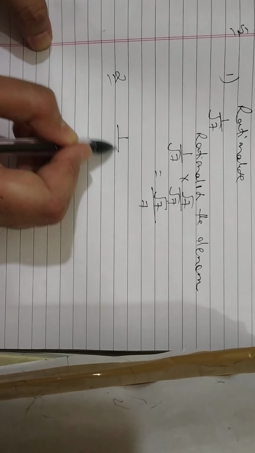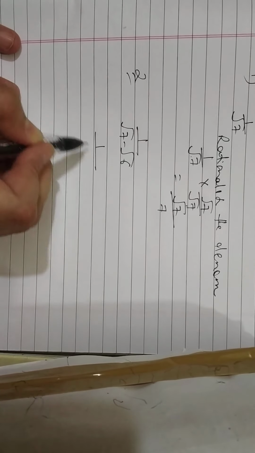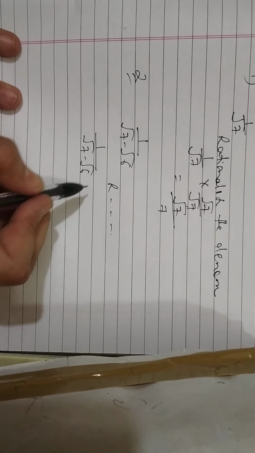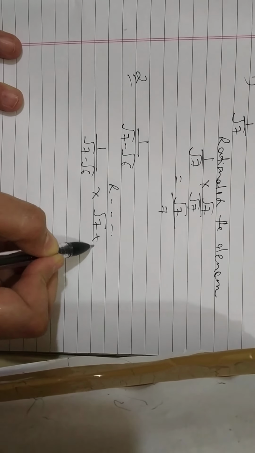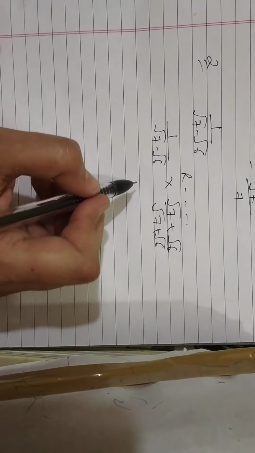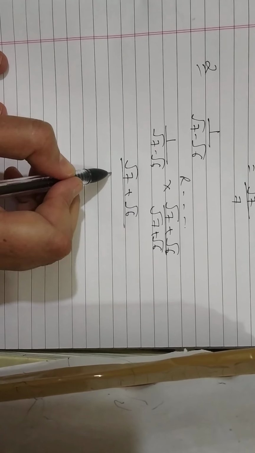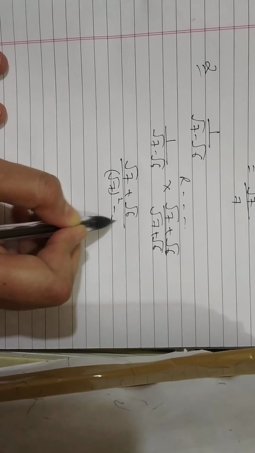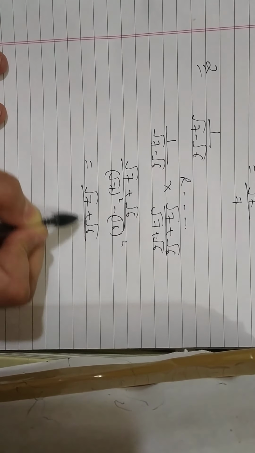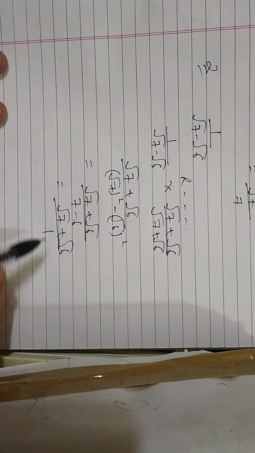Second, 1 upon root 7 minus root 6. So the conjugate will be what? After writing that, again you are supposed to write rationalizing the denominator. What will be the conjugate? Root 7 plus root 6 upon root 7 plus root 6. So the numerator you can keep like that. This is A minus B, A plus B. So root 7 square minus root 6 square. Keep the numerator as it is. This is 7 minus 6. That is root 7 plus root 6 upon 1.